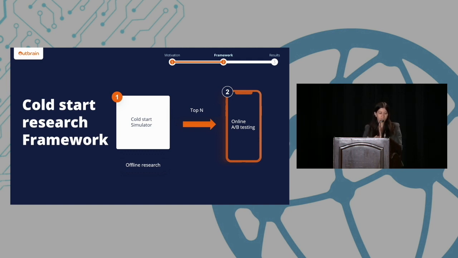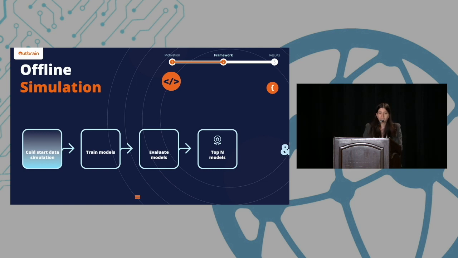Our research framework consists of two steps. The first step is the offline step, in which we simulate many cold start techniques. We choose the best ones, and we move to the second step, which is the online A/B testing step. In this step, we designed a special A/B testing flow that allows us to evaluate the cold start effect on our model performance. So let's quickly jump right into the offline simulation.